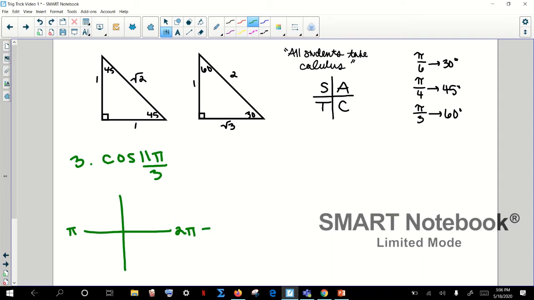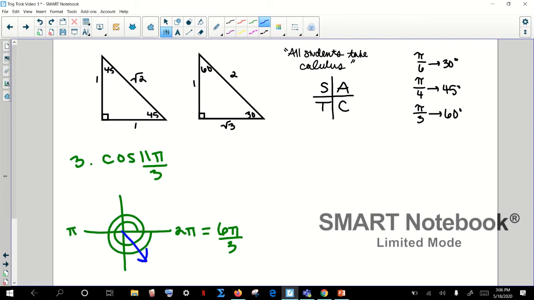Okay, so let's think about what 2 pi would be in terms of thirds. If I was writing 2 pi with a denominator of 3, that would be 6 pi over 3. So if I go all the way around one time, that's 6 pi over 3. If I go around 2 times, that's 12 pi over 3. But the angle we're looking at is only 11 pi over 3, so that's slightly less. So I know my angle is somewhere down here in the fourth quadrant.